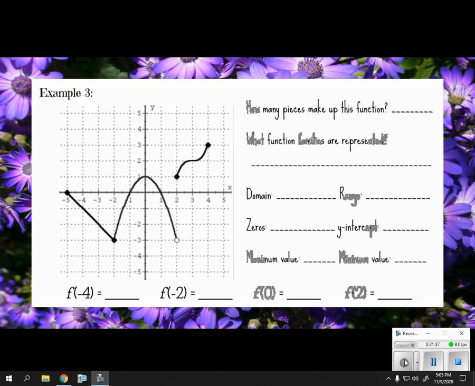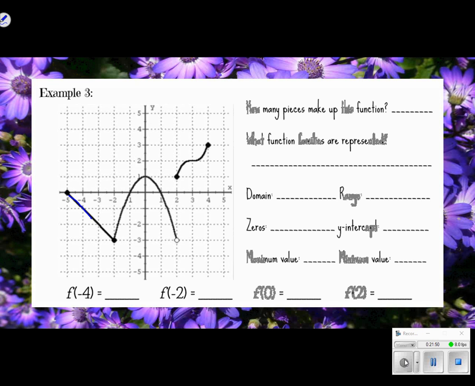All right, so here in example 3, we have a graph. Can you tell how many pieces make up this function? There should be three pieces. We have a linear piece, we have a quadratic piece, and we have a cubic piece. So there are three pieces that make up this function. Oh, I told you the next part. What function families are represented?